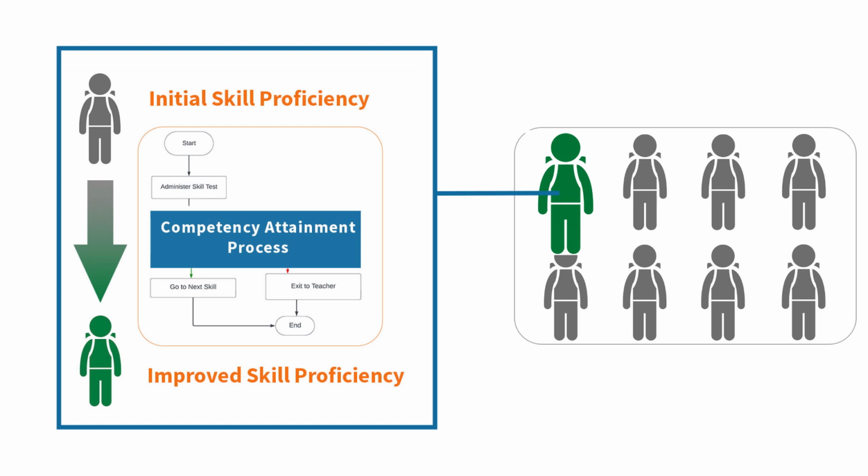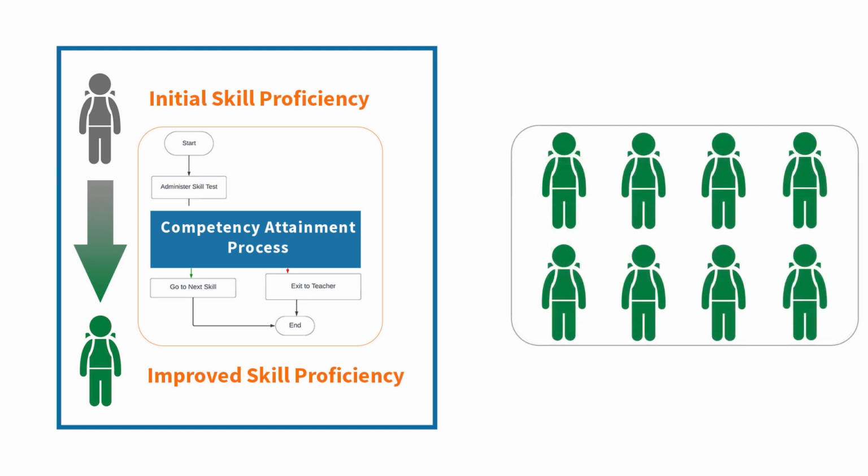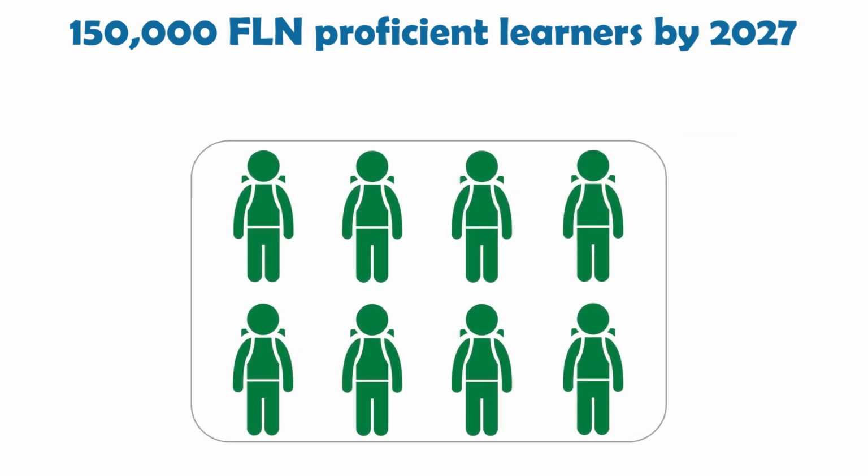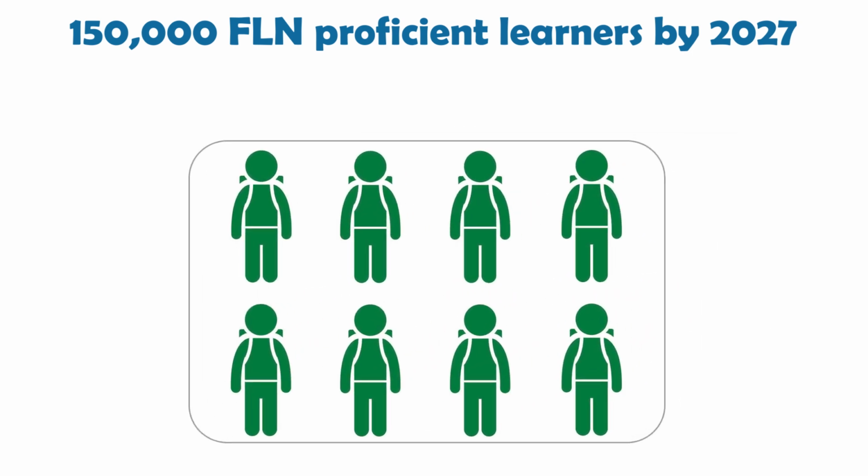The gains of an individual learner replicated among 150,000 learners by 2027 will contribute to improvement of the 11% literacy and numeracy proficiency rates in sub-Saharan Africa.